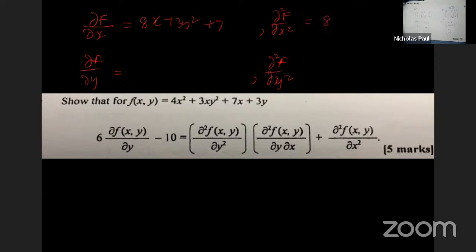All right? If you do this second partial with respect to x, with respect to y now, you'll get 0, 6xy plus 0 plus 3. If you do it with respect to y again, you will end up with just 6x alone. So we have this, and we have this, and we have this, right?